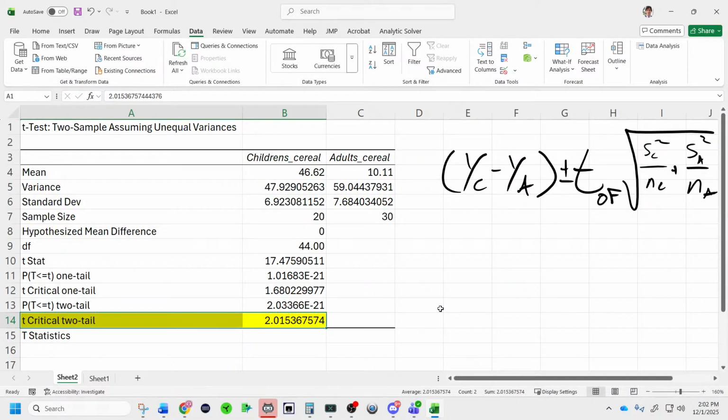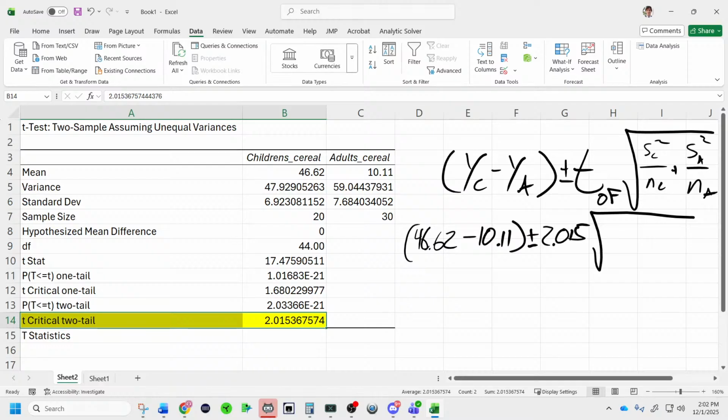The problem is now plug in the numbers. So children's cereal 46.6, plus or minus the t, times the square root of standard deviation 6.923 squared over 20 plus 7.68 squared over 30.